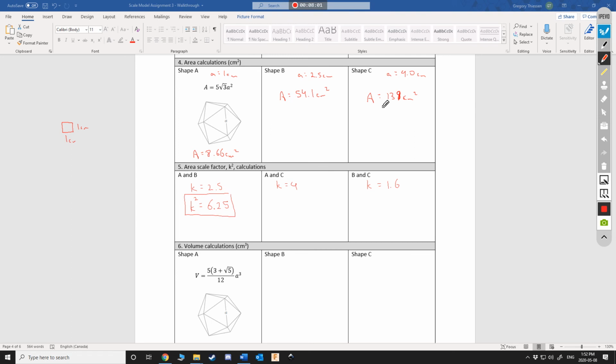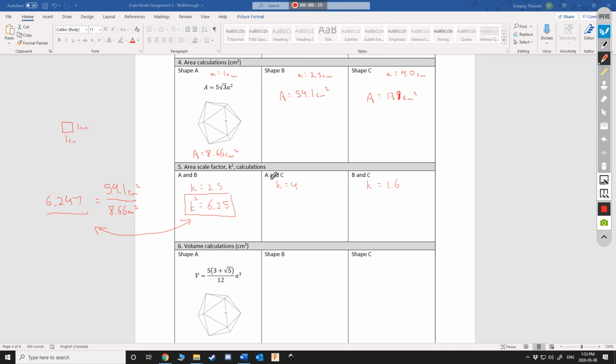So here's the cool thing. When I actually find my K squared values, notice how 2.5 squared is 6.25. But if I also just compare my areas, area of shape A is 8.66, area of shape B is 54.1. If I take 54.1, the value I measured, and divide that by 8.66 centimeters squared, it might not be perfect because my measurements weren't exact, but 54.1 divided by 8.66, we get a value of 6.247. Look at that, it's pretty much identical to K squared.